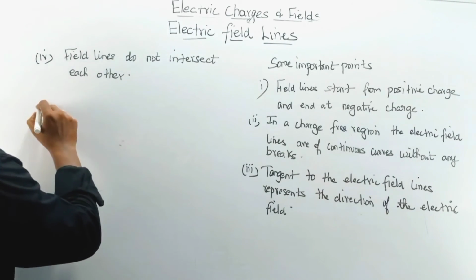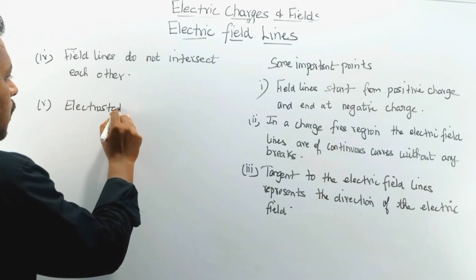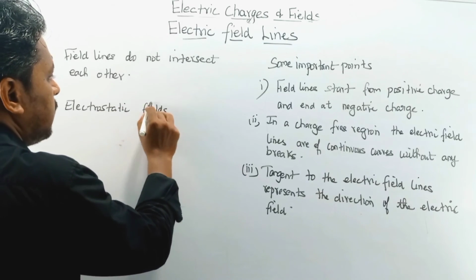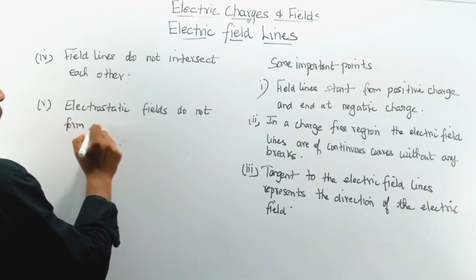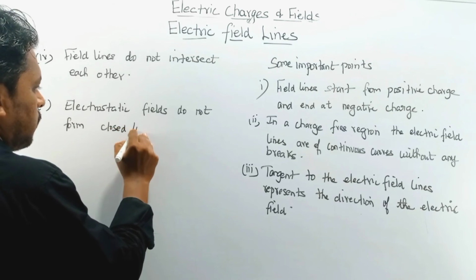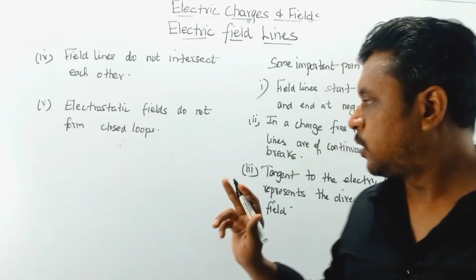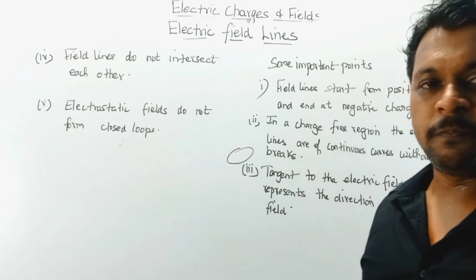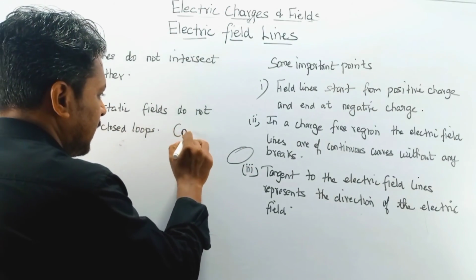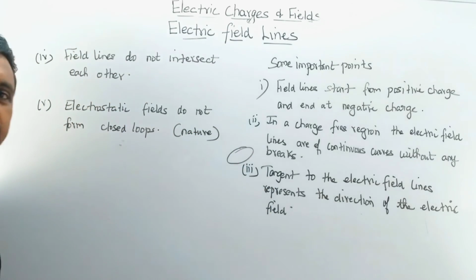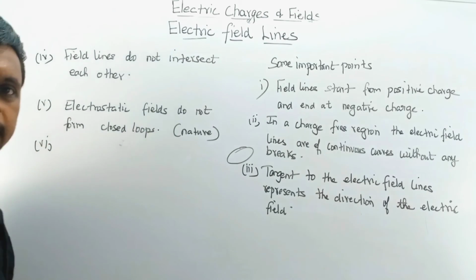Now we move on to the fifth point. Electrostatic fields do not form closed loops. They do not form a closed loop. Okay, that is electrostatic, because that is the nature of the electric field with respect to electrostatic fields. Okay, now the sixth point.